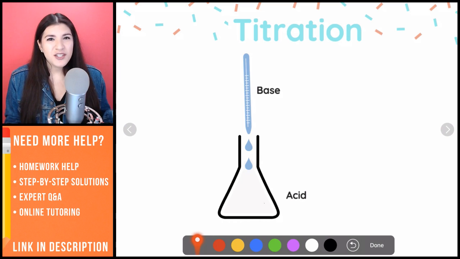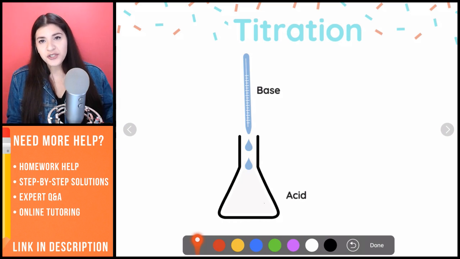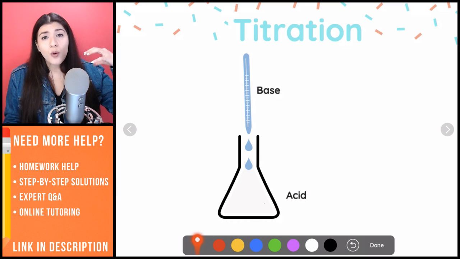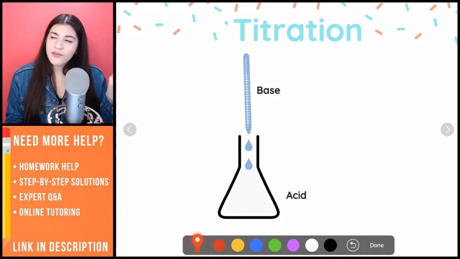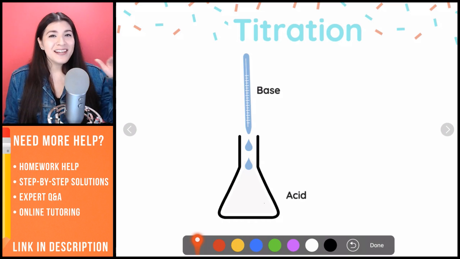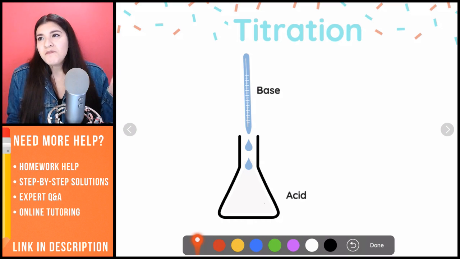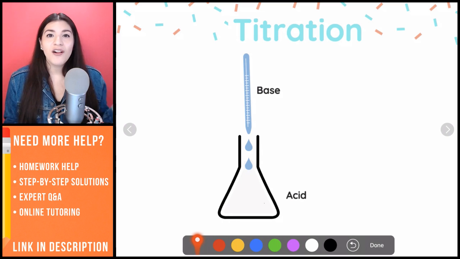The reason why it's going to change colors is because initially in the acid mixture, what we would have done is we would have added something called an indicator. Specifically, I believe you guys use phenolphthalein. All an indicator does is make the acid turn a specific color so we know that we've reached neutralization.